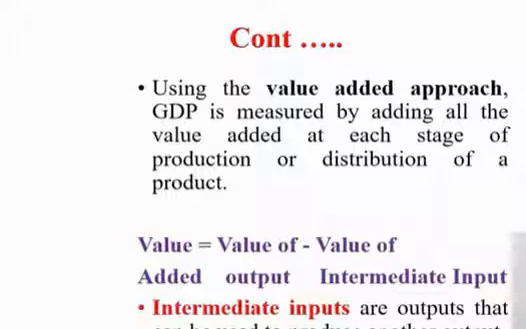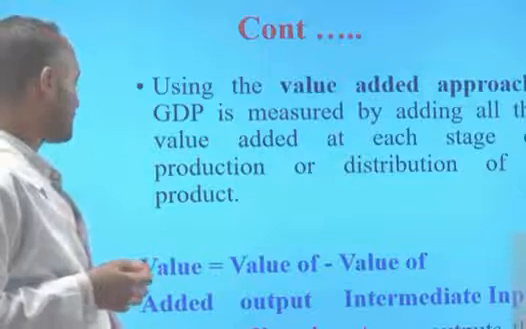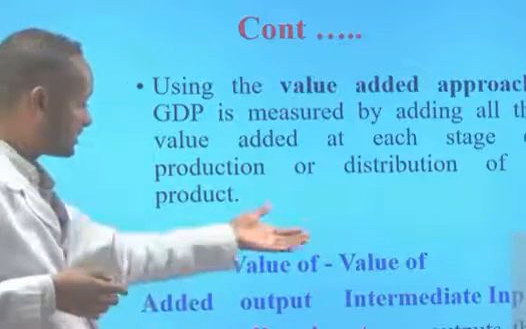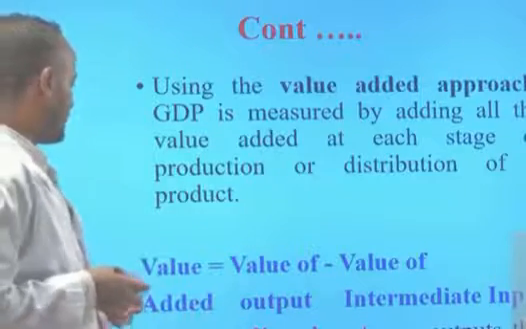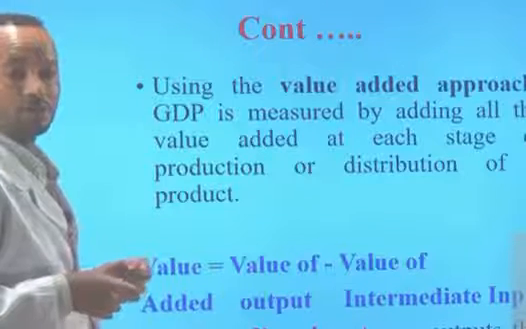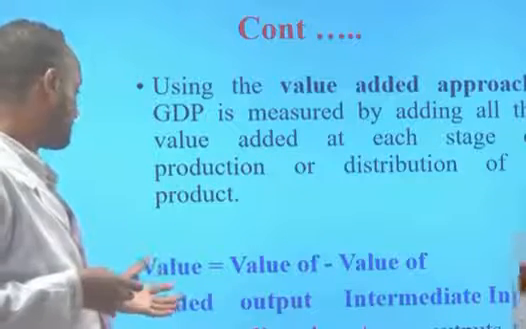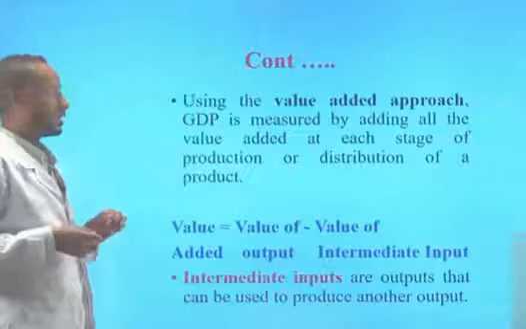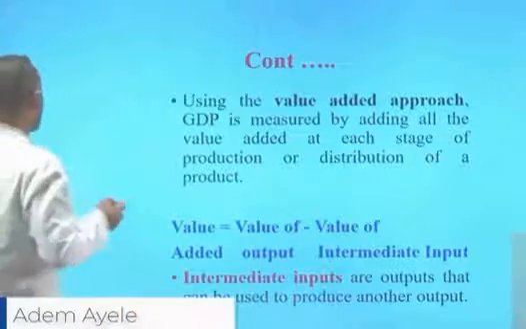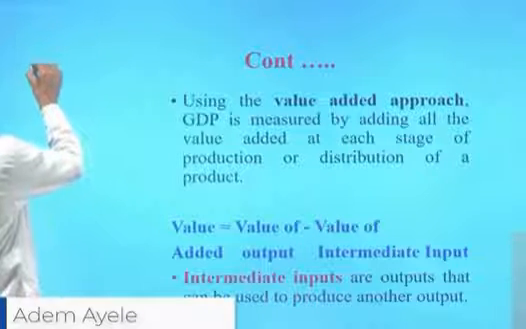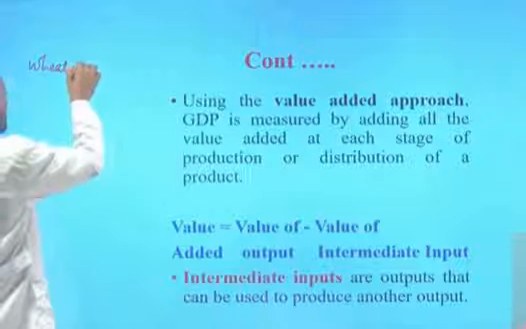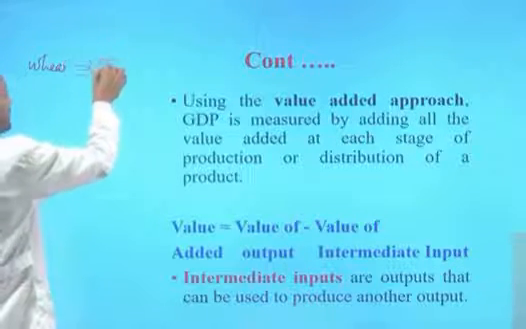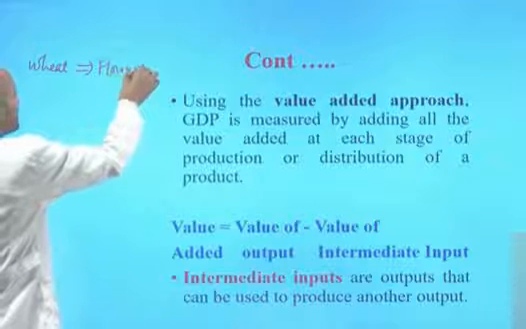Using the value added approach, GDP is measured by adding all the values added at each stage of production or distribution of a product, and the value added is calculated by deducting the value of the intermediate input from the value of the outputs. And as I told you earlier, intermediate inputs are those inputs which are outputs by themselves, but which can be used to produce other outputs. Now, using the value-added approach, for example, wheat is an output produced using the inputs land, fertilizer, and the like. But when we use it for the production of flour meal, this wheat becomes an intermediate input.